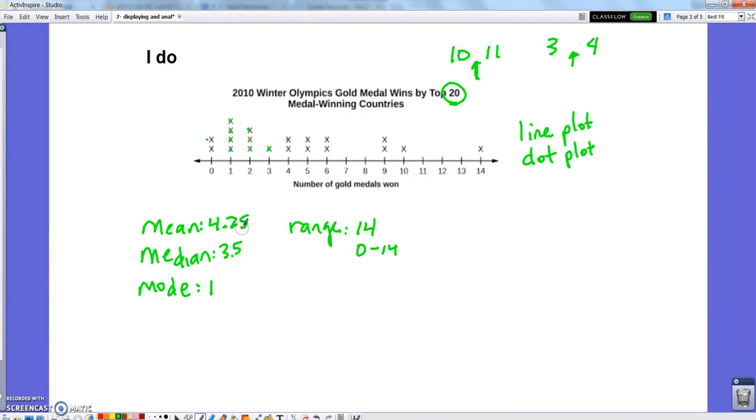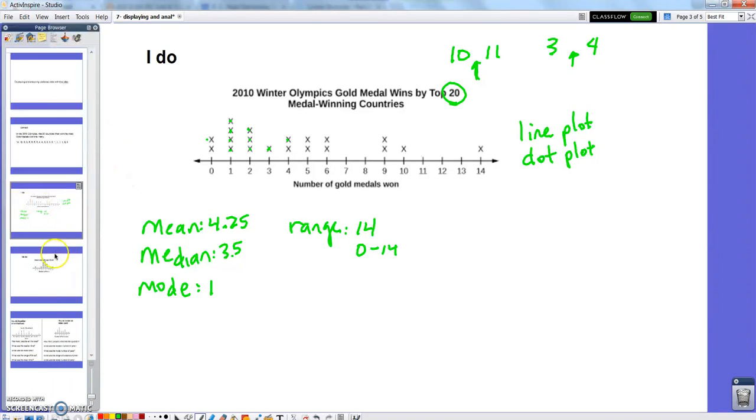So there you go. That's what a line plot is, and that's how you find the measures of central tendency and the measure of spread that we learned from one. So open up your math notebook and let's do one together.